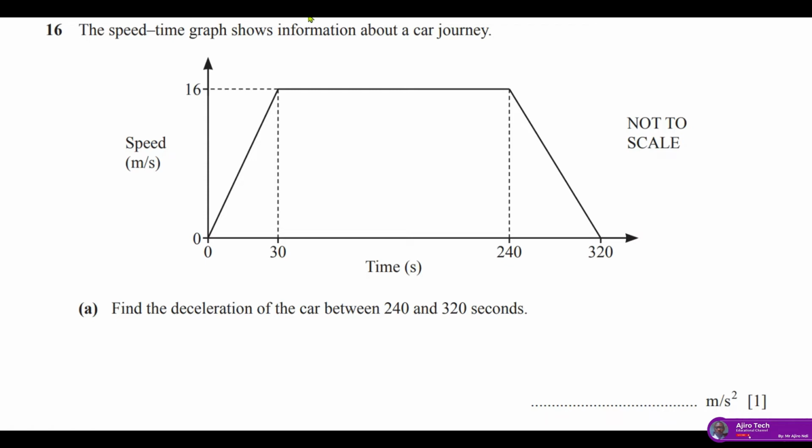That means gradients. So we know that this height is 16, equal to 16 over, this one is 320 minus 240, 16 over 80. That is 1 over 5, 0.2 meters per second squared.